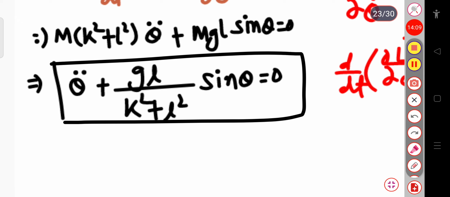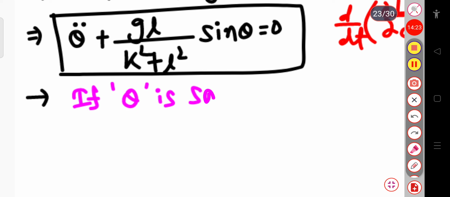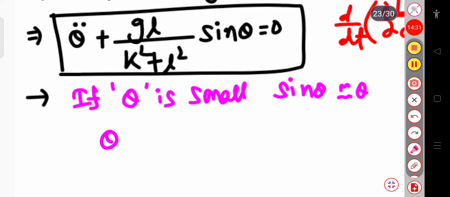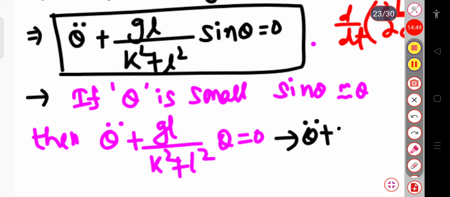Now here we will consider if theta is small. Small means sin theta will be nearly equal to theta. So we can write this as theta double dot plus gL divided by (k square plus L square) into theta, that is equal to 0. And we know the general form of this equation is theta double dot plus omega square theta equal to 0.